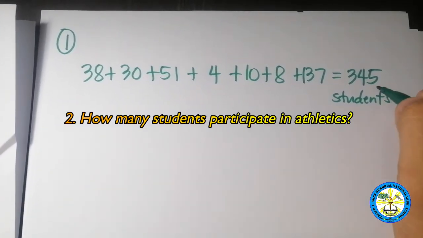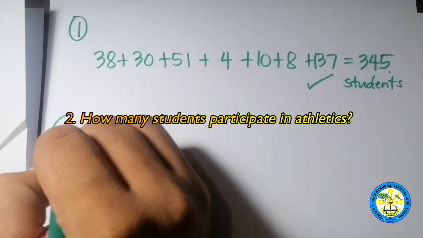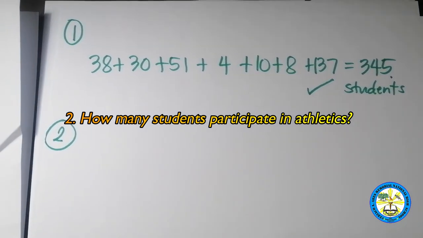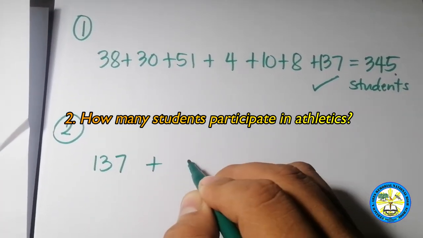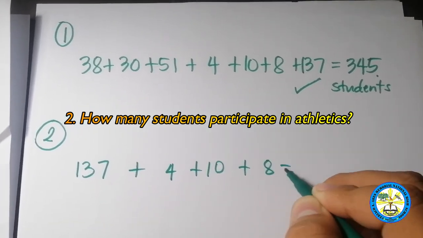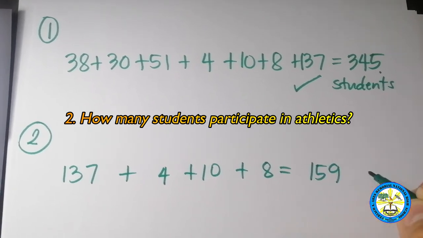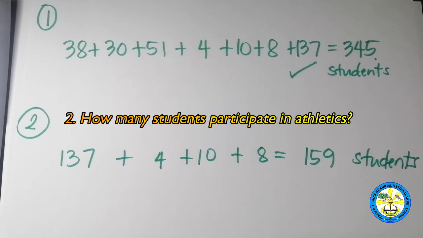Okay, so next is number 2. How many students participate in athletics? As we all know, in terms of athletics, all the numbers inside the circle of athletics will be involved. So we have 137 plus 4 plus 10 plus 8, which will come up to 159 students.